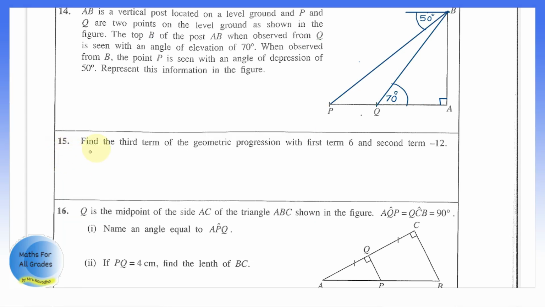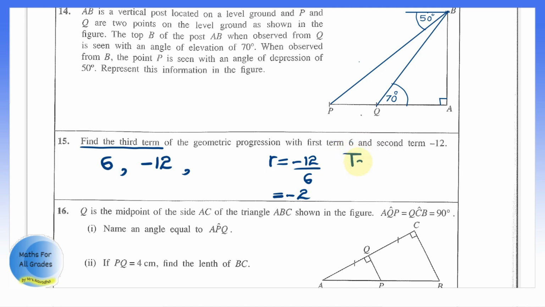Question number 15. Find the third term of the geometric progression with first term 6 and second term minus 12. First term is 6, second term is minus 12. So we need to find the third term. Let's find out the common ratio. R is equal to minus 12 over 6. So common ratio is minus 2.